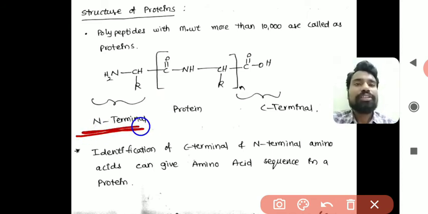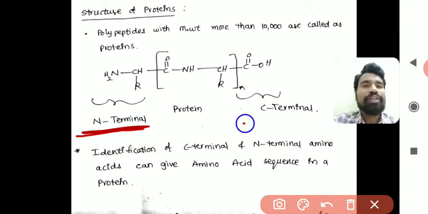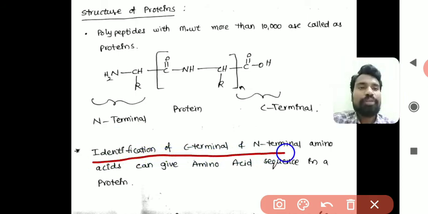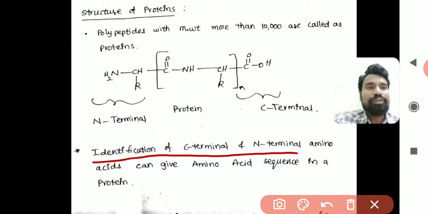Here this is the N-terminal amino acid, and this is the C-terminal amino acid. In this protein, how will we know the sequence of amino acids? That is the important thing, because if the sequence changes, then automatically the characteristics of the particular protein will change, right? So identification of the C-terminal amino acid and N-terminal amino acid continuously will give the amino acid sequence in the protein.